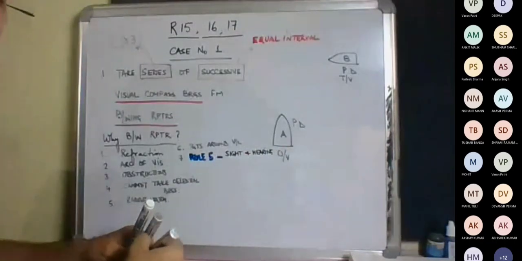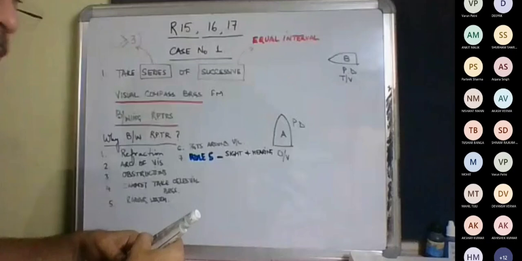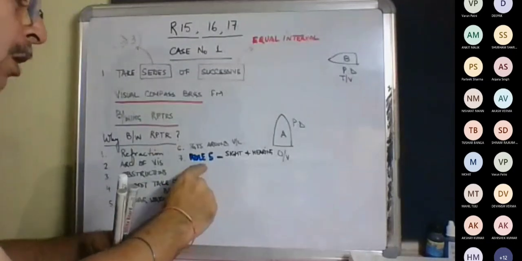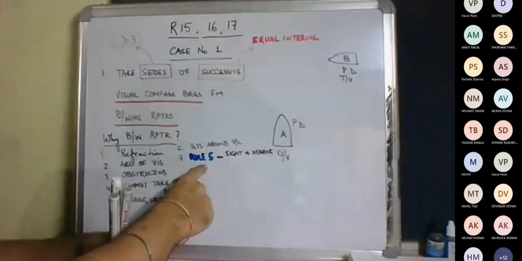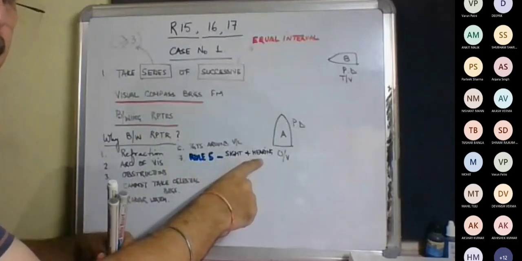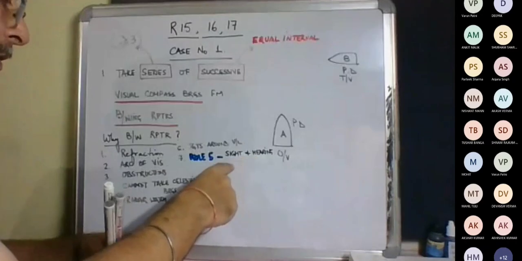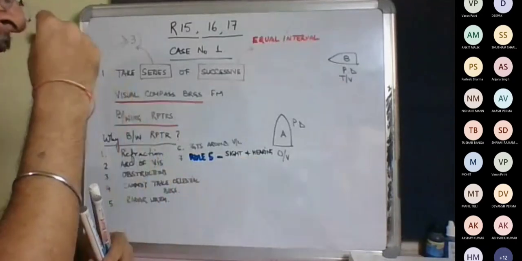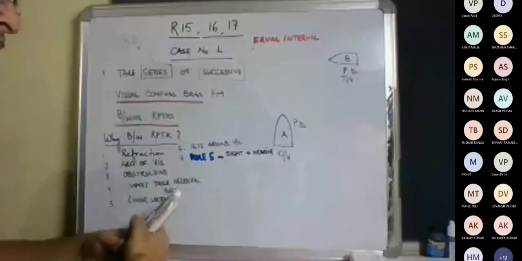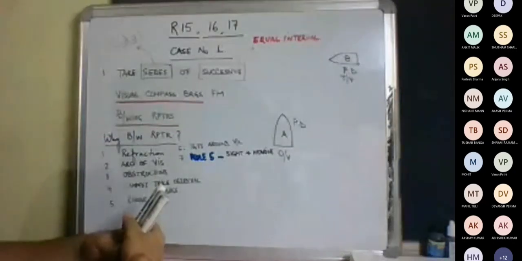Sir, please repeat point 7, my screen froze. Your Rule 5 lookout says proper lookout by sight and hearing. Okay sir. If you are taking bearings only from inside, then you are not complying with Rule 5 requirement of sight and hearing.